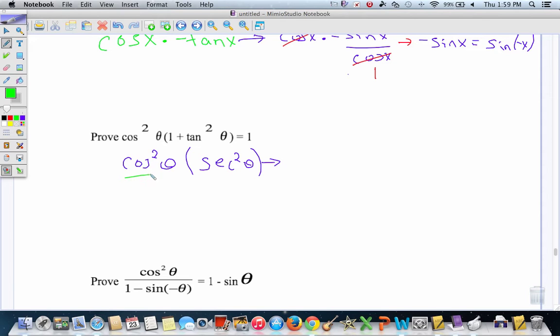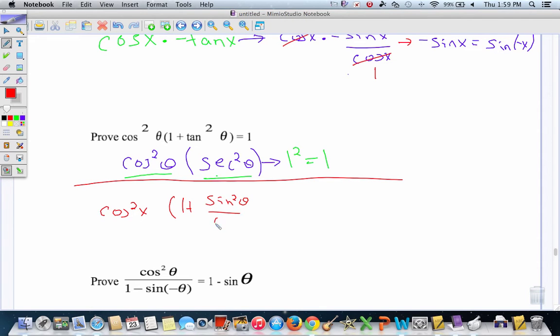And then if we look at our product identities, cosine times secant is 1. So cosine squared times secant squared is 1 squared, which is also 1. So we've reduced it down to 1. As long as we knew our Pythagorean identity, that one was fairly simple. Let's say we started over and didn't know our Pythagorean identity. Somebody else might decide to change tangent squared to be sine squared over cosine squared. So that's another direction we could go with the same problem, just to illustrate a different pathway to get there.